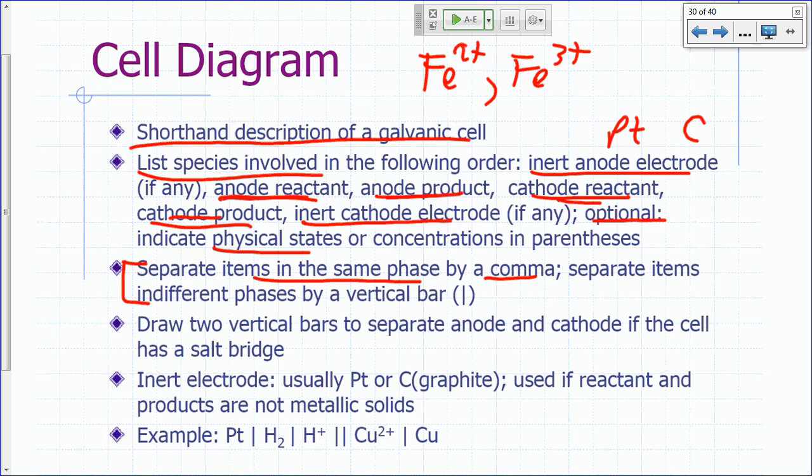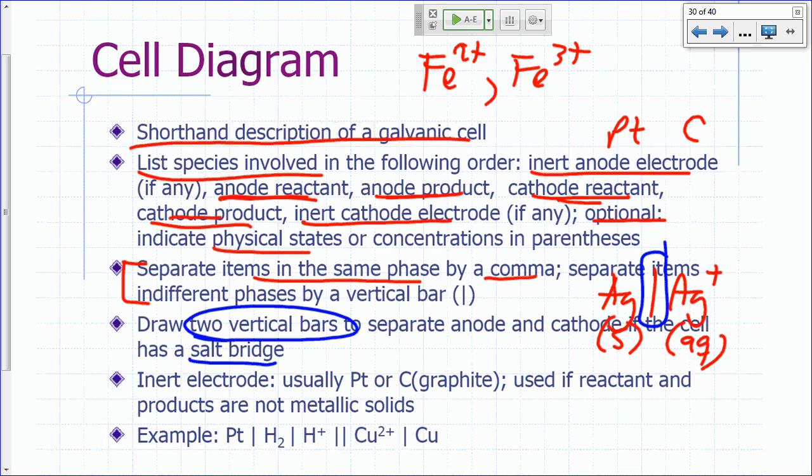If they're in different phases, for example, a piece of silver metal and a silver ion would be separated by a vertical bar, because your silver metal will be a solid and your silver ion will be an aqueous solution. So you separate them with a vertical bar. If your two compartments are separated by a salt bridge, you draw two vertical bars to separate the anode from the cathode.